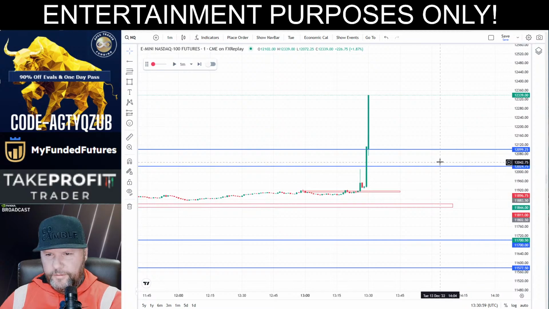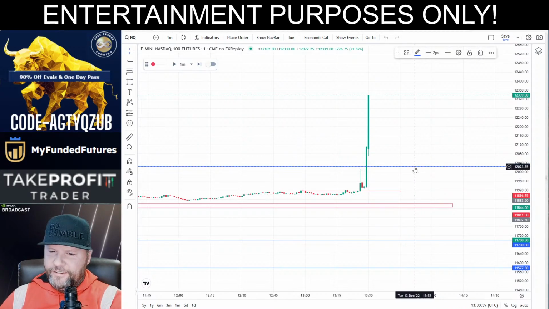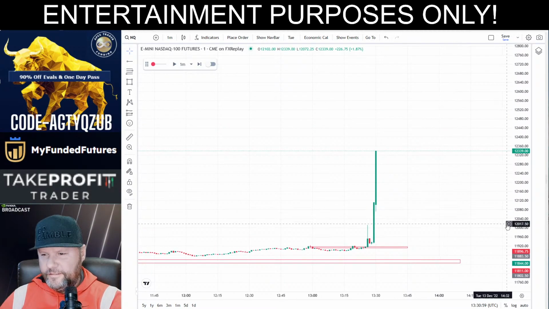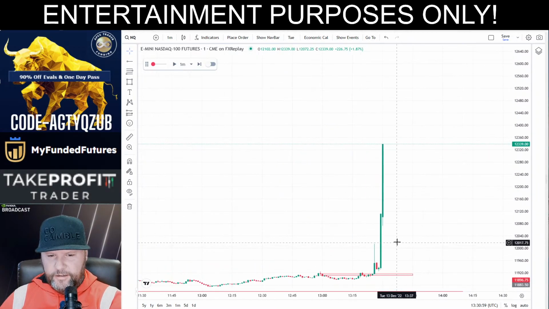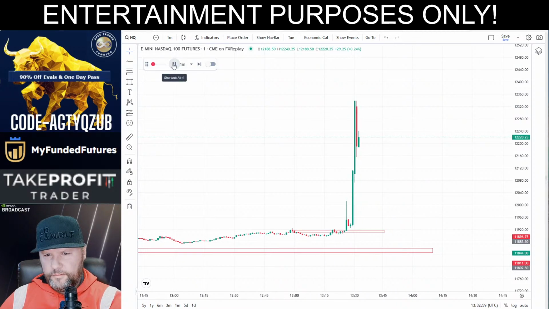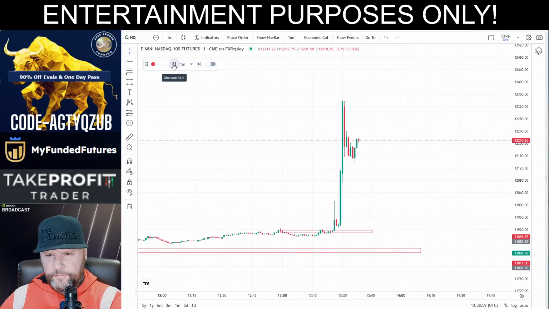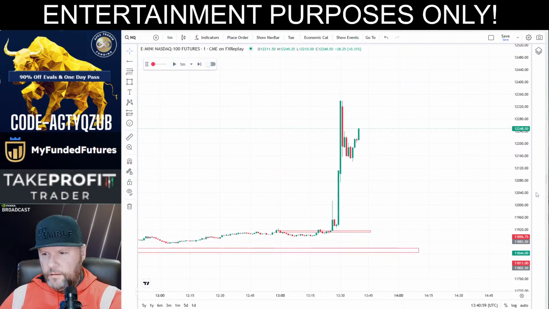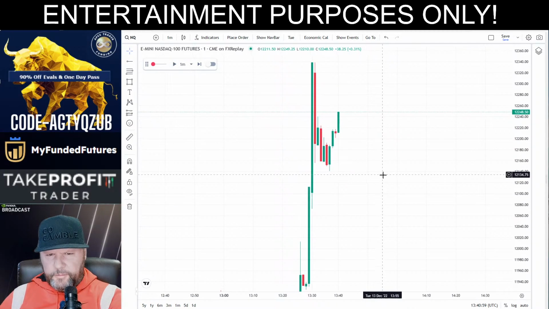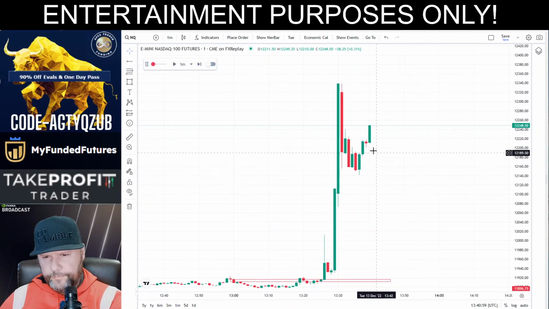To the moon. I mean, long was the right play there, right? Long was the right play, but can't exactly know that's going to happen. So let's just kind of see what happens here. All right, so I'd probably be looking for a short here, I would assume. Some sort of a short. 1,200.